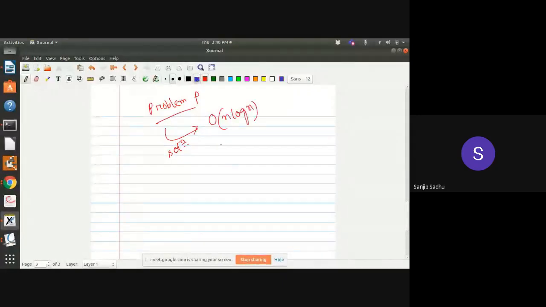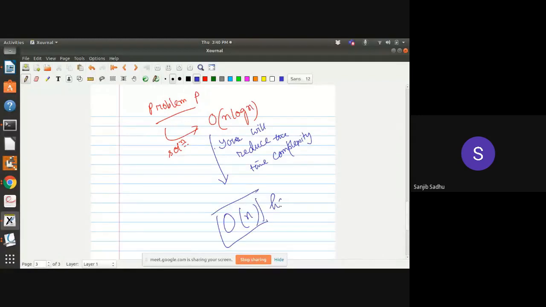You will reduce the time complexity. If you try to reduce the time complexity, your objective is to get big O of n. It will be better. But suppose this becomes very hard. Very hard means you cannot design it. It's really hard.